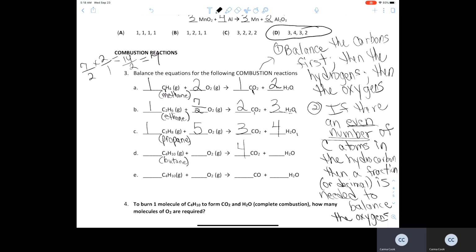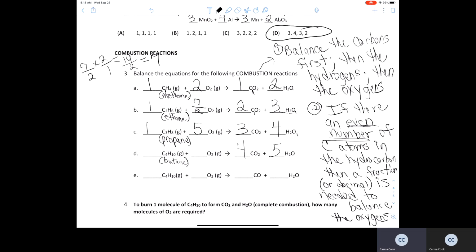We've got 10 hydrogens on the left, but only 2 on the right, so 2 times 5 is 10. So we need to put a 5 in front of the water. Now we've got a total of 5 times 2, 10 hydrogens on the right. Last, we balance the oxygens. We notice butane has 4 carbons, so that's an even number of carbons, so we're going to need a fraction to balance the oxygens.